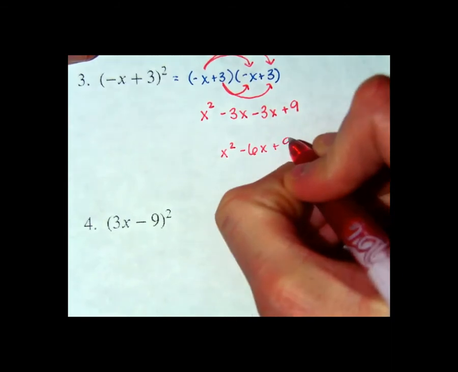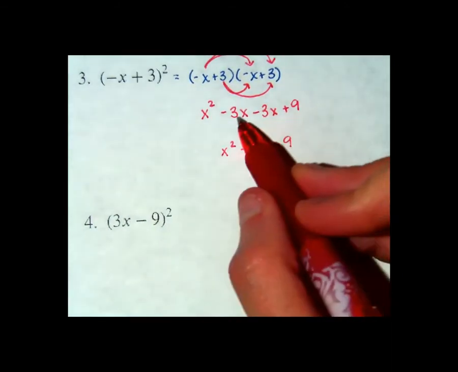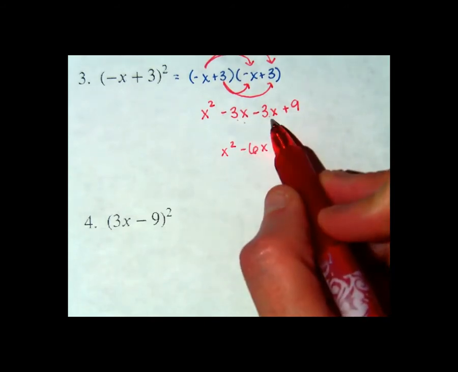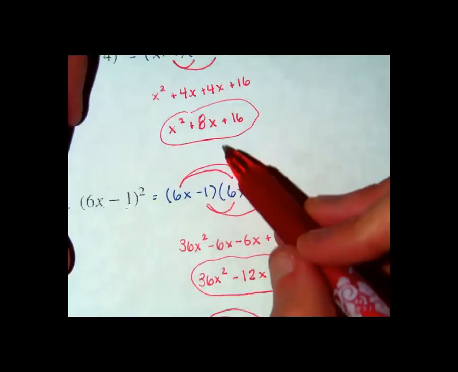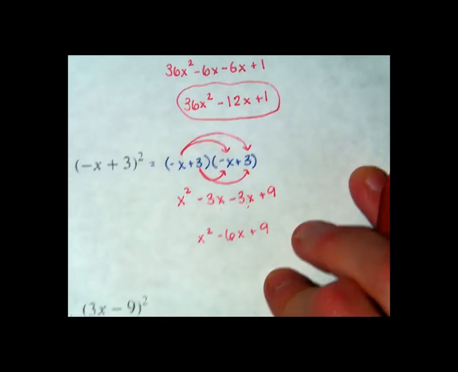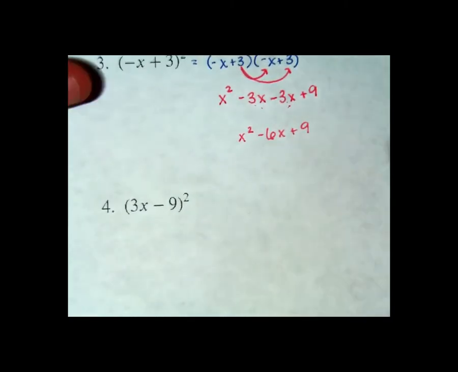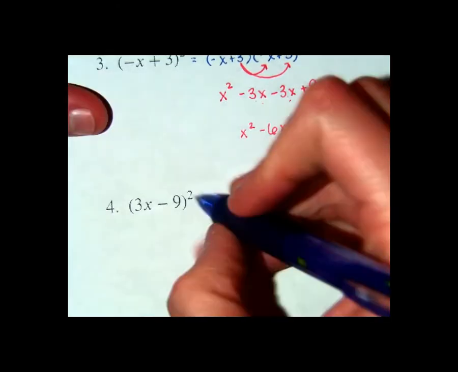Has anybody noticed a pattern in these yet? Those middle terms are always like terms, but what are they every single time we've had a squared? They're the exact same number in the middle every single time. What did you guys do with number 4?